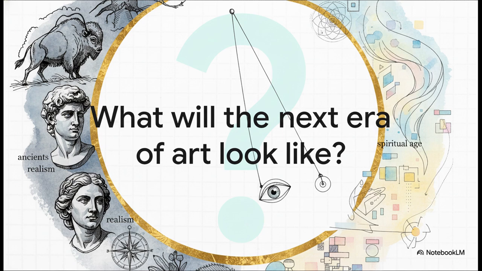We've watched the pendulum swing from realism to spiritualism, from intense shadows to airy elegance, and from strict rules to total wild abstraction. So I want to leave you with this to think about. Based on this continuous, unbroken chain of historical reactions, what do you think the next era of human visual expression will look like? Where does the pendulum swing next?